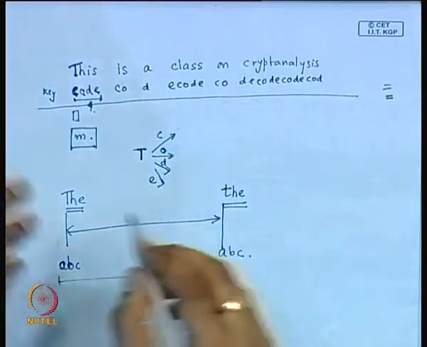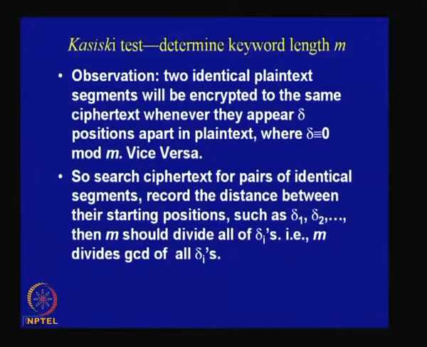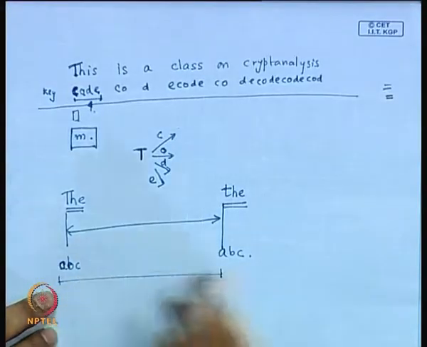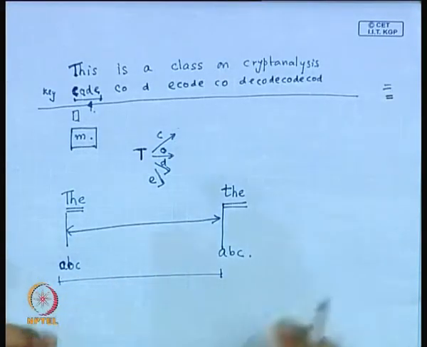So you can actually take the ciphertext, and from there you can find similar occurrences, and you can start observing the distances. Because the size of the key divides all these distances, you can find the greatest common divisor of the distances, and that can serve as your key size.